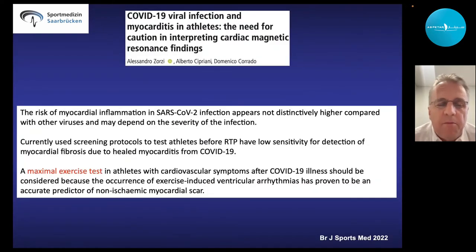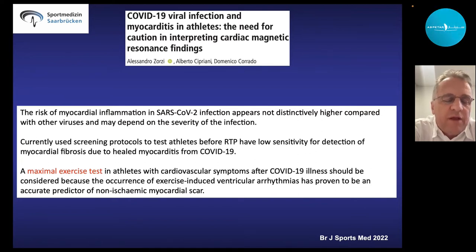This is accompanied by an editorial from a group around Domenico Corrado, who is a very famous cardiologist from Italy, and you probably know him. So he also advises against routine conduction of cardiac MRI in asymptomatic athletes.